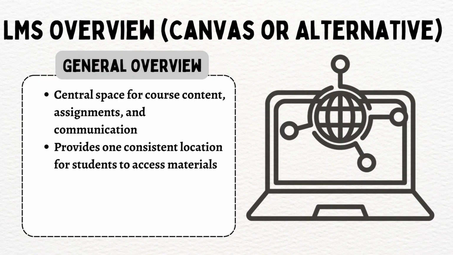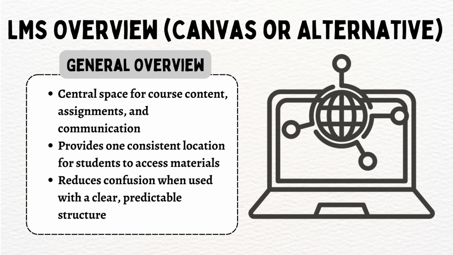This is especially helpful for students who may only be able to access the course occasionally or who are using mobile devices. When the LMS is organized with a clear and predictable structure, it reduces confusion and cognitive load. Students can spend less time figuring out where things are and more time focusing on the learning itself.